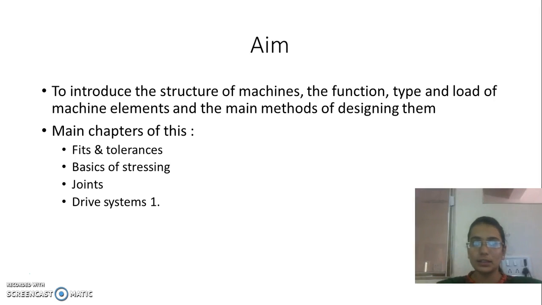The aim of the presentation is to introduce the structures of the machine, the functions, tasks, and loads of the machine element, and the main methods of designing them. So the main aim is the different types of structures on the machine, such as its functions, which types of rows, which types of ports, and all the functions we consider on the machine element. For that, in this view, we are considering the fit and the tolerance, the basics of the square and joint that drive the systems.